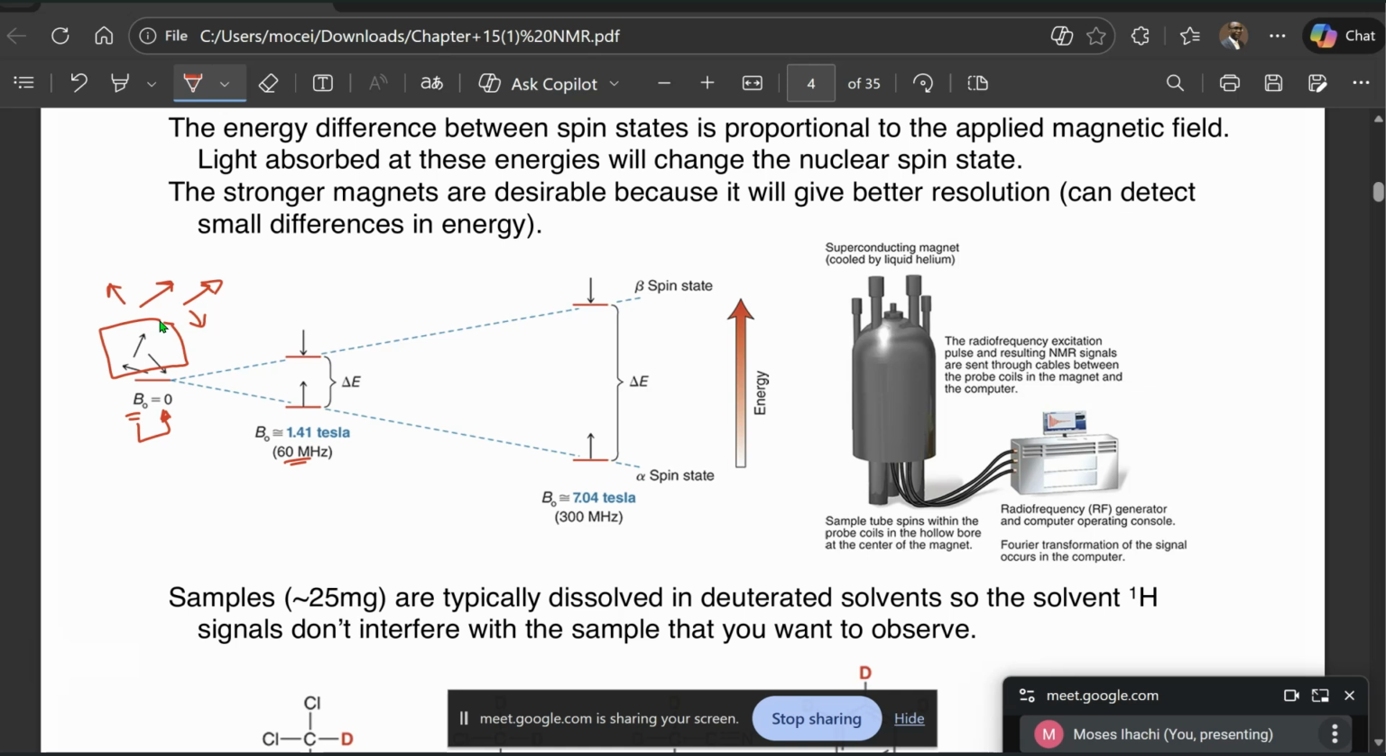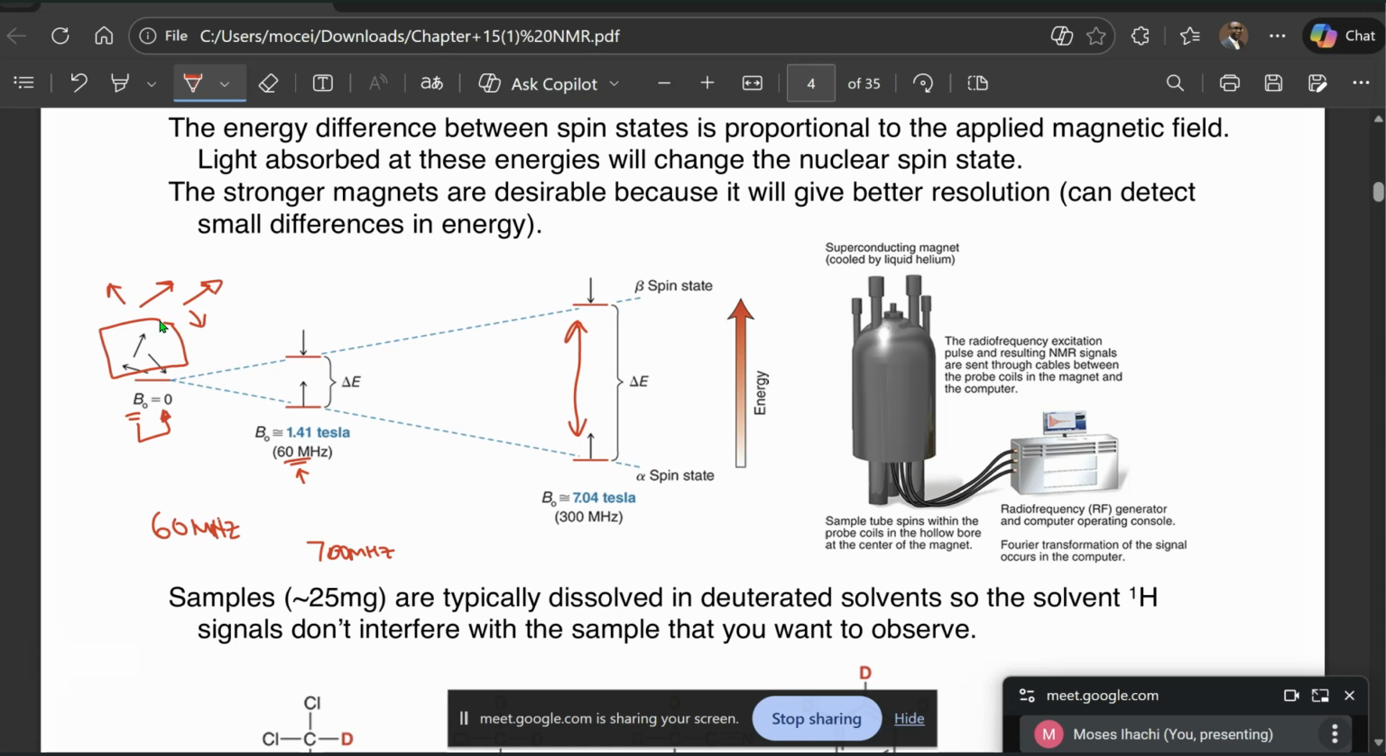Okay. Now, depending on the power you're applying, you have different types of NMRs. You have, like they're showing here, 60 megahertz. There's also 700 megahertz. So the stronger the magnet is, the bigger the difference in energy between the two possible spins of the electrons in a bond.